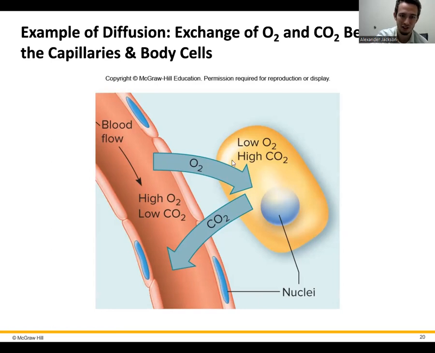And in your cells, there's a lot of carbon dioxide. But in your bloodstream, there's low carbon dioxide. So then the carbon dioxide gets pushed out of your cells, high to low concentration. So carbon dioxide will flow down its concentration gradient from high CO2 to low CO2. Okay, so that's a great example of diffusion in your body.